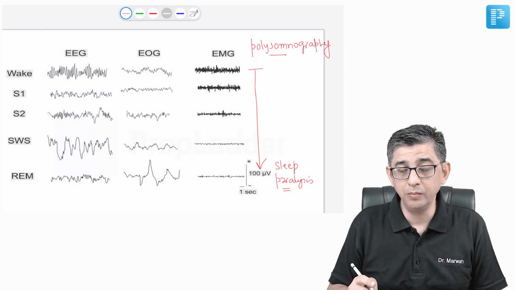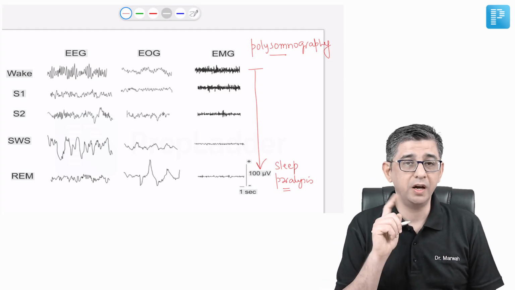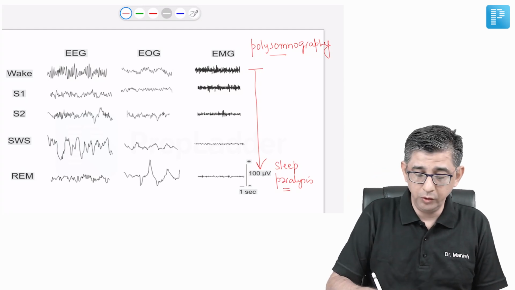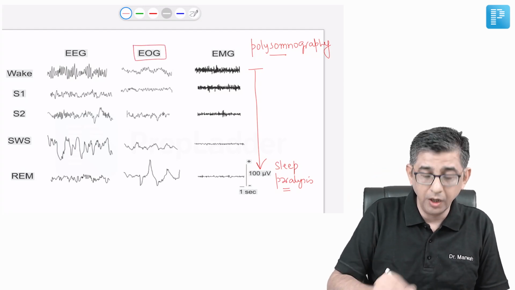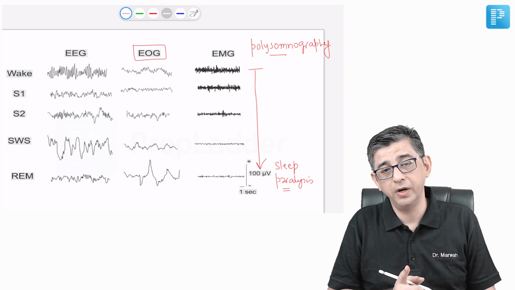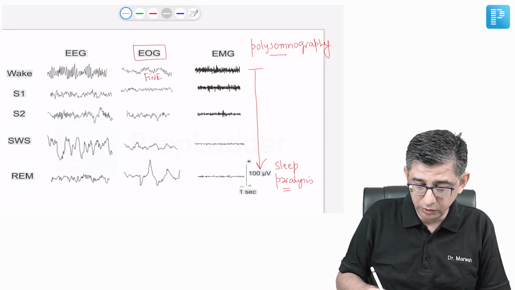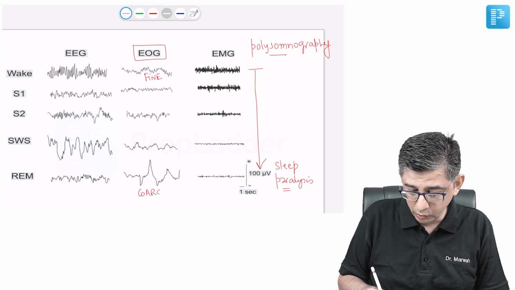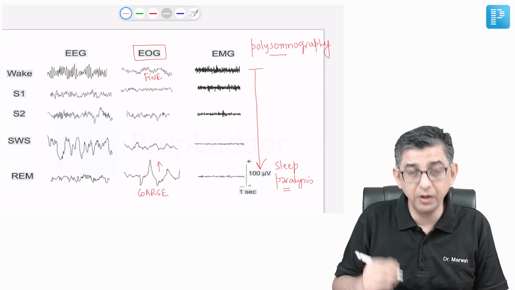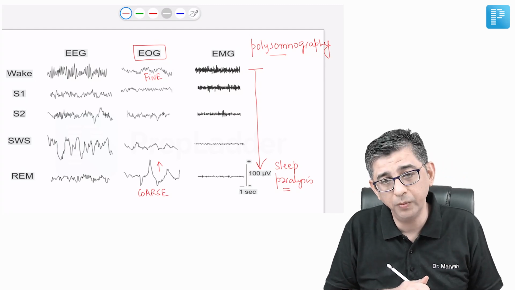But at the same time, because we are in a dreaming phase and having rapid eye movement, if you look at the EOG recording, you will notice that the opposite is happening: earlier, relatively fine waves were present, but now these waves will become relatively more coarse, and also relatively bigger in amplitude because of the rapid eye movement.